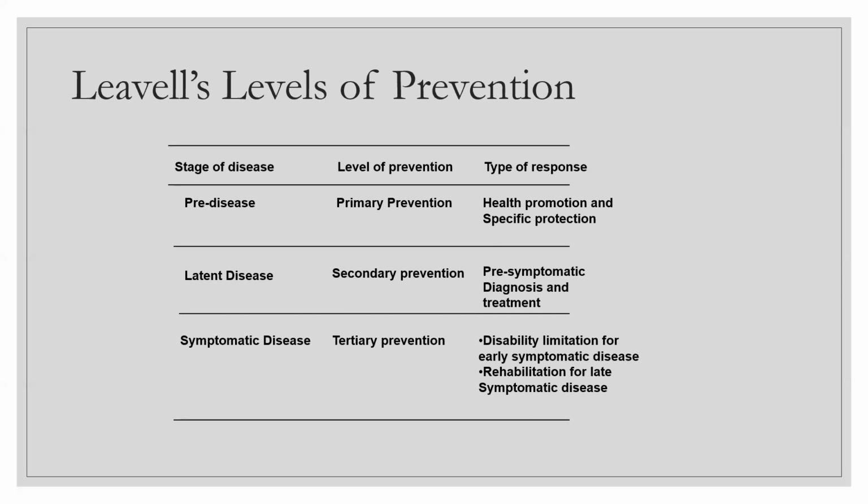Then you have secondary prevention. Again, see the word latent coming up, and I just want you to kindly not put so much focus and emphasis on this definition of latent here. But secondary prevention is post-disease. Secondary prevention is post-disease. So you can actually correct this in your own notes. You're taking notes. Stage of disease, secondary prevention is post-disease. So early diagnosis and treatment are the types of response.